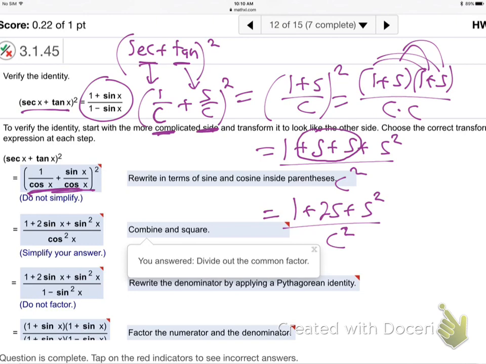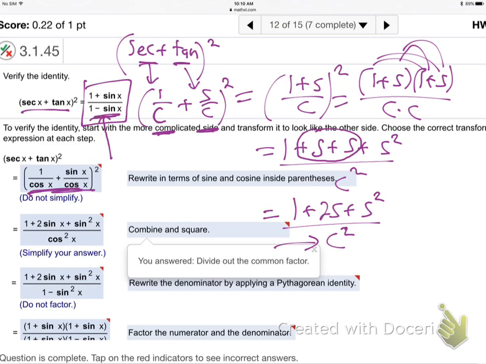Now, that's kind of weird. Like, what do we do from here? Keep in mind the goal. How can I get to here? Look at the bottom. The bottom has sine stuff. I have cosine stuff. See how I'm thinking? I'm always looking at the target. I'm always looking at the target thinking, how do I get there? So you can't just forget about the target.